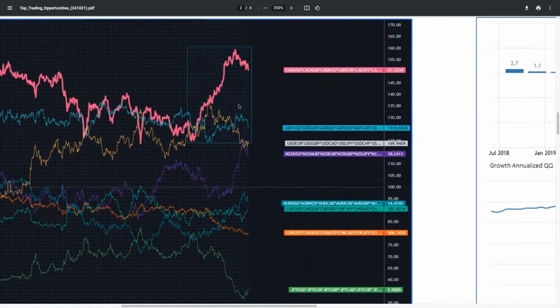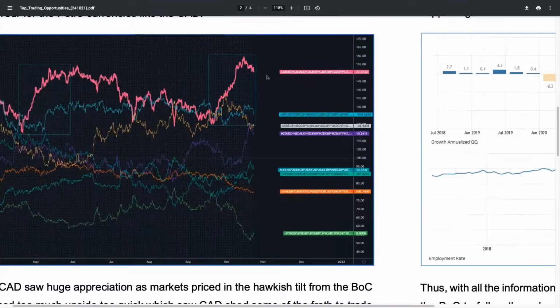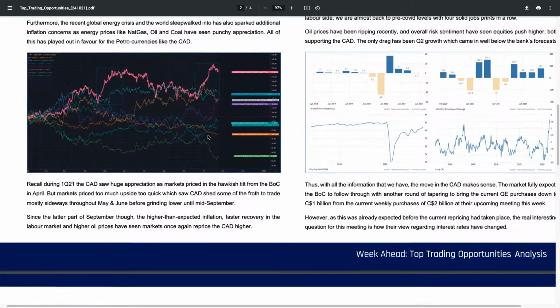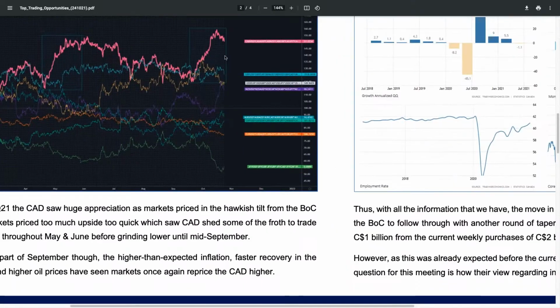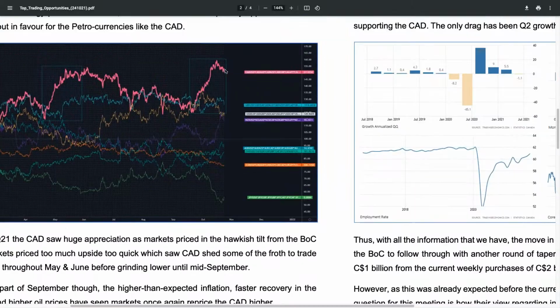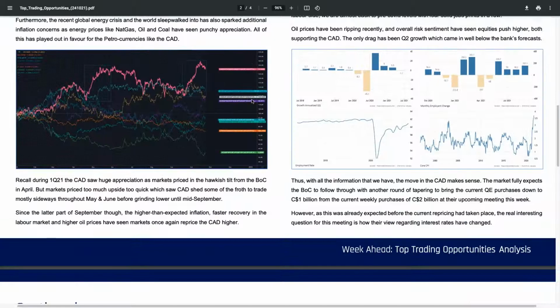Over the last few weeks, the CAD has been rising sharply. Why? Employment is getting back to pre-COVID-19 levels. Inflation is running at high levels. We also have the fact that oil prices are moving higher, and oil is a petrocurrency alongside the Russian ruble and the Norwegian krona. So when oil rises, it boosts the Russian ruble, Norwegian krona, CAD. So all the good news for the Bank of Canada is pretty much priced in.